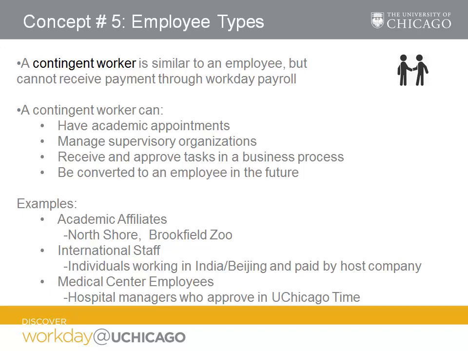Common examples of contingent workers at UChicago include academic affiliates at North Shore, Argonne, international staff paid by host companies, and medical center employees. In any case where you are executing transactions or reporting on compensation within Workday, you are working with employees, the worker type that is paid through Workday payroll.